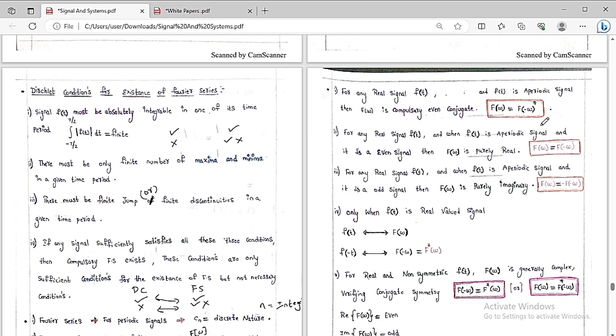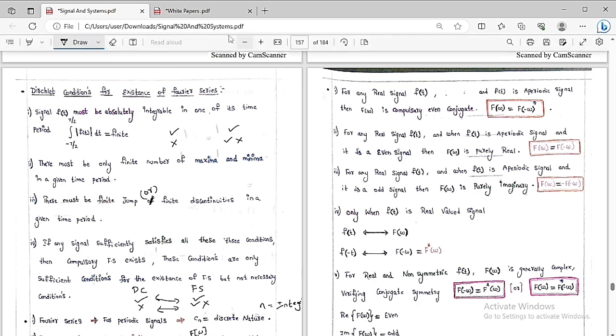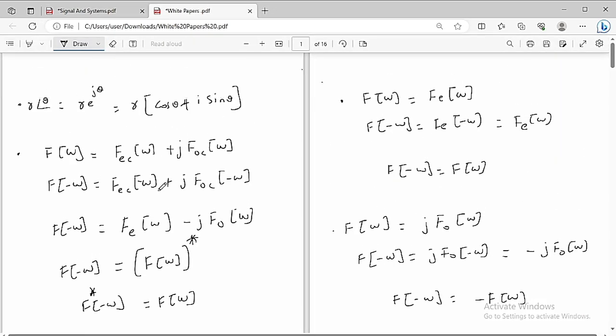So I want you to remember only one thing, which is if f of t is a real signal and a periodic signal, then f of omega has an even part as well as an odd part. As the real part is even, that is the reason it is called an even conjugate. Suppose if the real part is odd, it is called an odd conjugate.